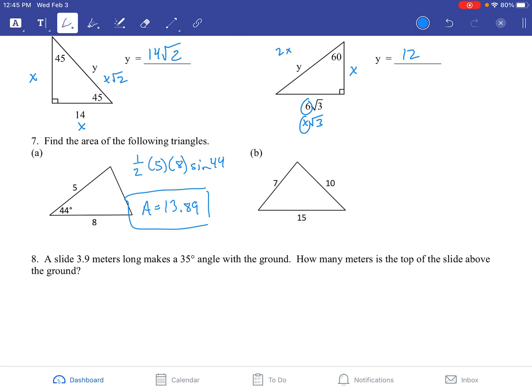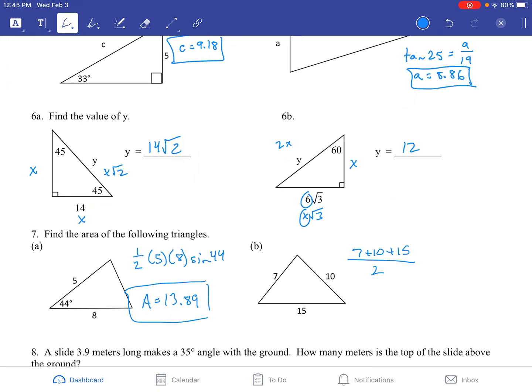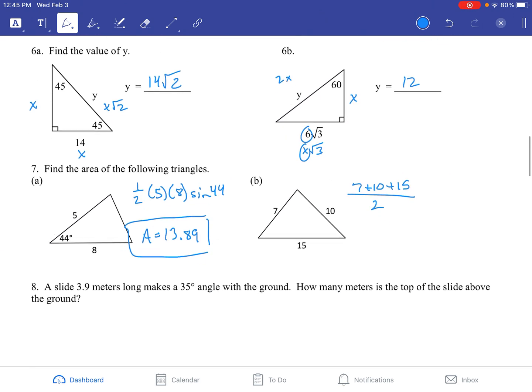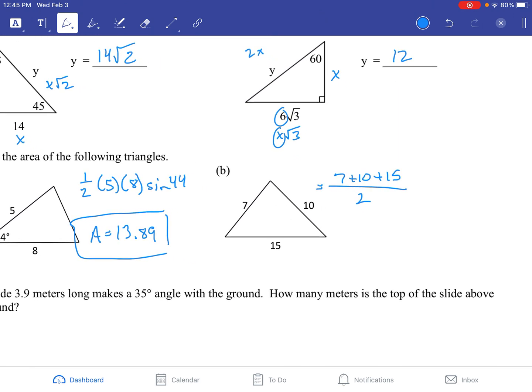Okay, the next one, before we can put that into the formula for the area, we have to find the S value. To do that, we're going to take all our terms, 7 plus 10 plus 15, and divide it by 2. Make sure I did that right. Yes, I did. All right, so that's to find the S value. So I'm going to put S right there. So we have 7 plus 10 plus 15. Divide that by 2, we're going to get 16.